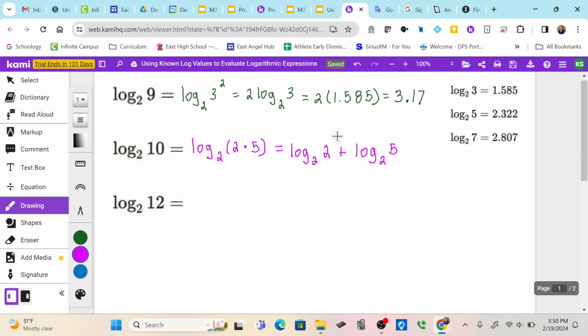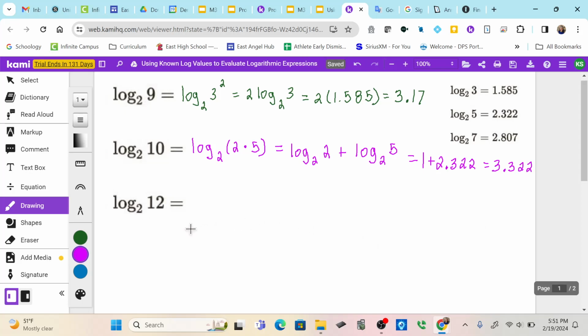Now, knowing how logarithms are defined, my argument is a power of 2. 2 to what power gives me the 2? Well, that value is 1. So I can write this as 1 plus log base 2 of 5, which is one of the 3 values given to me. So 1 plus 2.322, and I can add these 2 values for a value of 3.322.